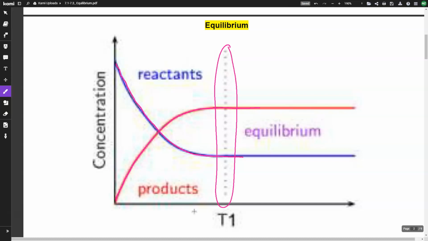And notice, if you go back to the y-axis here, the concentration values are not the same. They're not necessarily the same. I suppose they could be the same, but in most cases they are not the same. But the rates are the same.